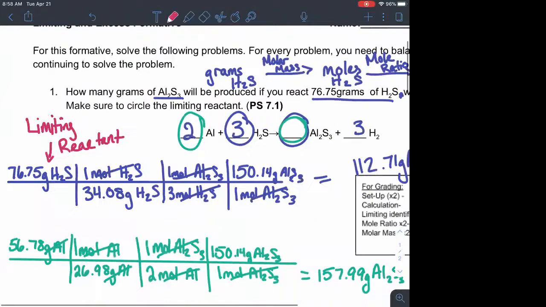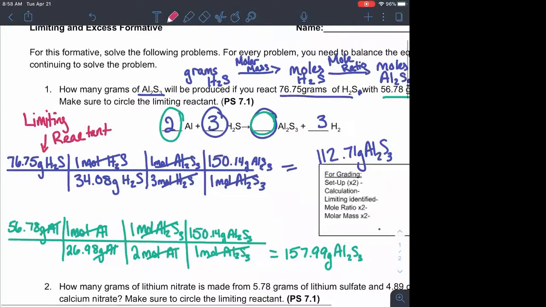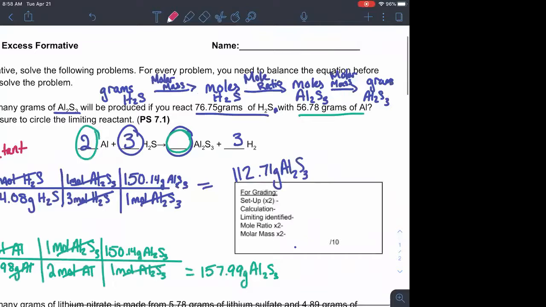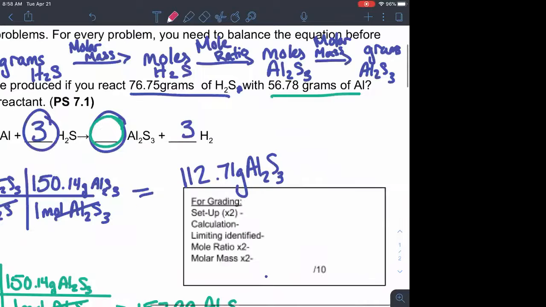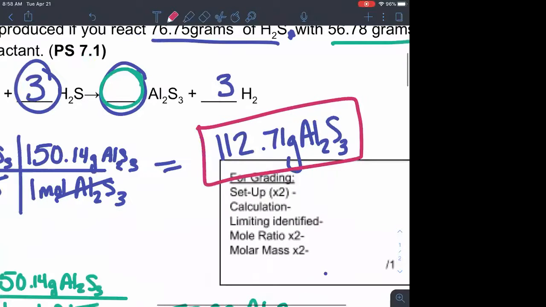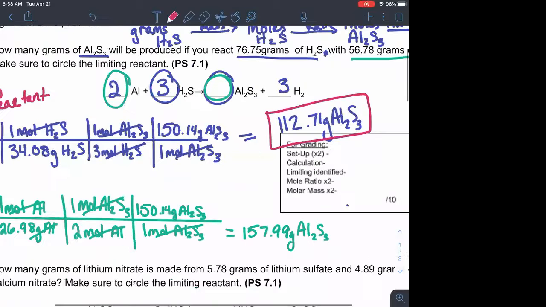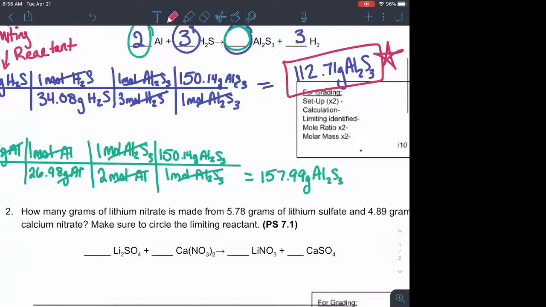So how many grams of aluminum sulfide are we going to produce? We're only going to make this 112. We're only going to make this right here because once this is done, we've run out of the limiting reactant. We have no more left to produce. We can't make any more after that. So that is our answer right here. So this one is kind of just done to make sure that it's not the answer. So we have to double check our work.